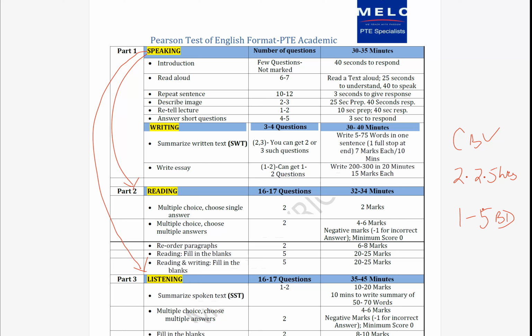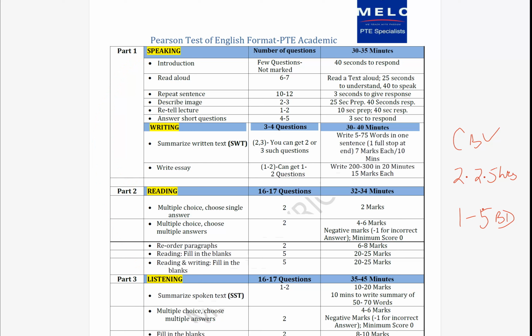Also, your listening affects your writing to a great extent. There is a bit of a connection between reading and writing as well, but that's not much to worry about. However, we will definitely cover it in the coming videos. So keep this in mind: speaking affects your reading score and listening score to a great extent.